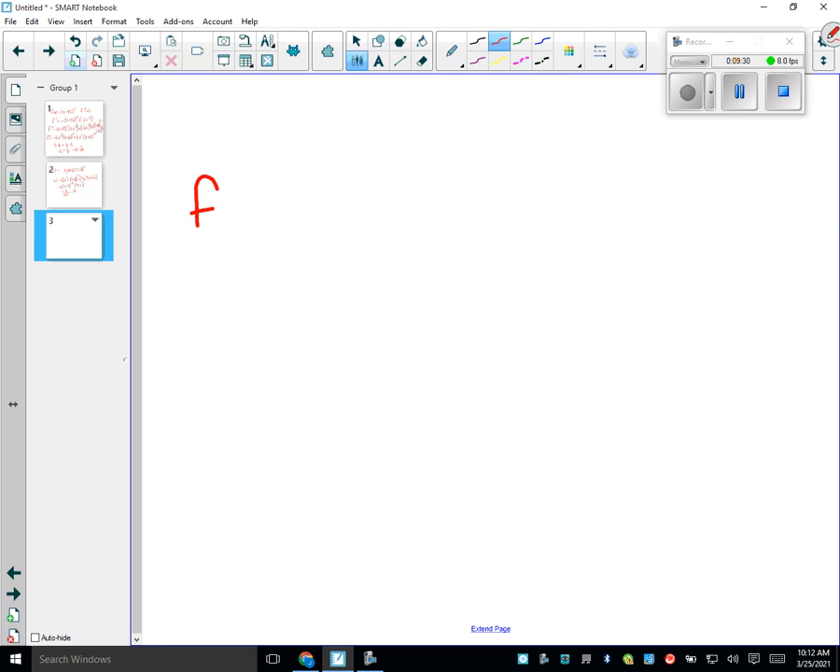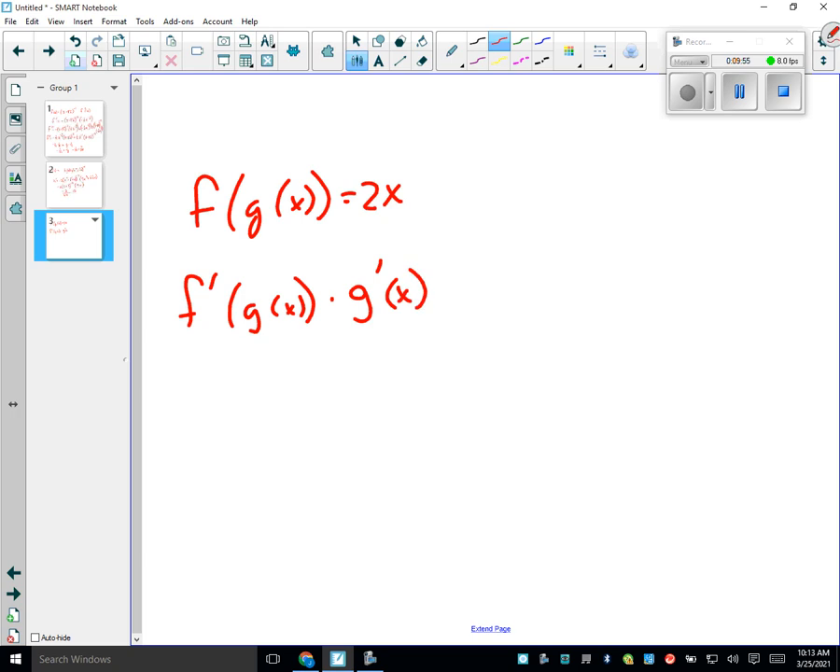I have f of g of x equals 2x, right? To get g prime, I have to take the derivative of this. And the derivative of this is f prime of g of x times g prime of x equals 2.